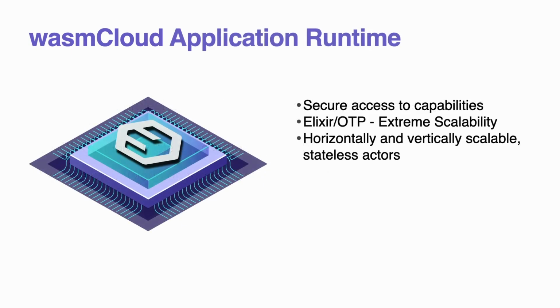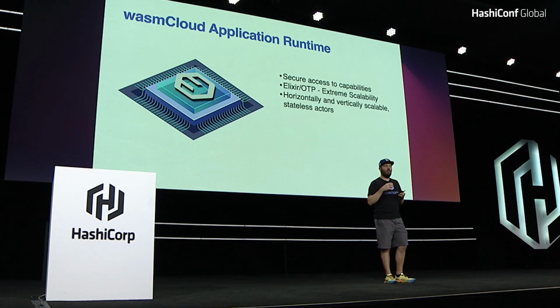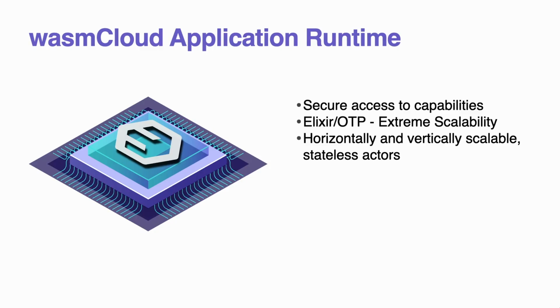so you understand what we're running. Underneath anything Wasm is the actual Wasm runtime, but on top of that, where a lot of us in the space are innovating, is what we call application runtimes. It allows you to actually run your application, and it leverages WebAssembly to do so. We provide secure access to specific capabilities, which I'll go into in more detail in a second. This runs using Elixir and OTP, so it has extreme scalability that's been tested for decades. And last, it's horizontally and vertically scalable. We have stateless actors, and the code can be scaled on the same machine or across multiple machines with ease, because once again, it's completely cross-platform.